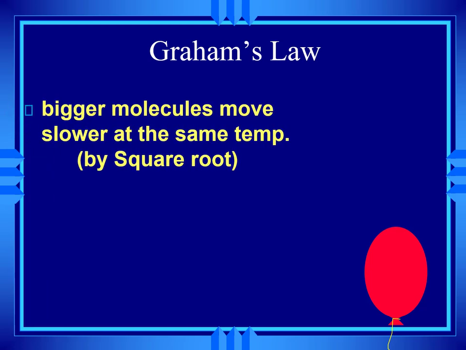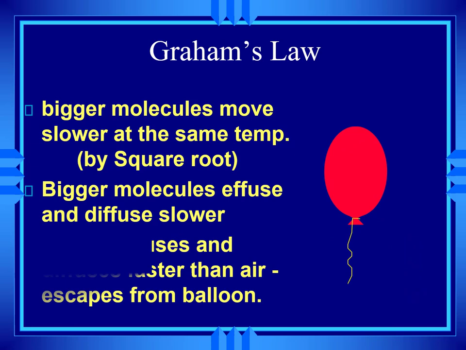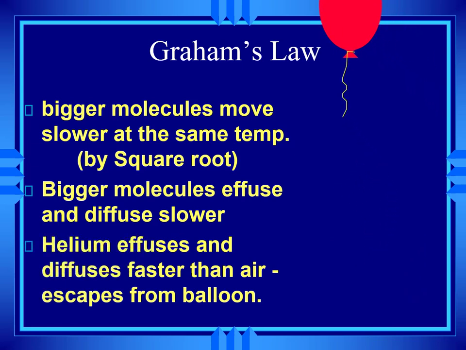So bigger molecules move slower at the same temperature by the square root. That means 4 times as heavy, half as fast. 9 times as heavy, flip that, that's 1/9, take the square root, you get 1/3 as fast. So bigger molecules are going to effuse and diffuse more slowly. And you've seen this if you ever looked at a helium balloon. When you get a helium balloon, it's full of pressure the first day, and it floats away. But then as it sits, the balloon gets smaller.